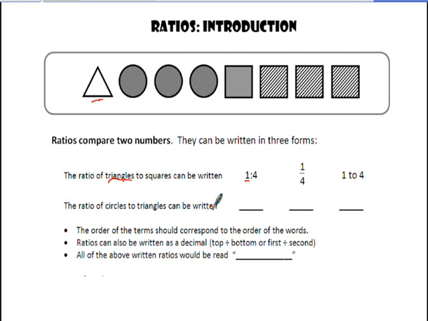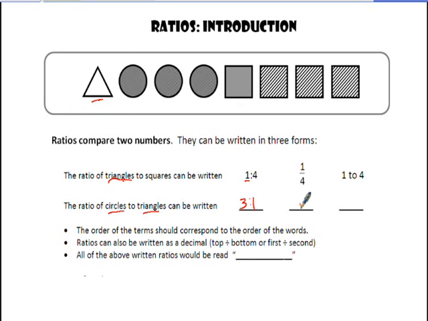So now let's fill in the second one. The ratio of circles to triangles can be written. So let's count our circles. We have 1, 2, 3 circles. So that'll be our first term. And then we're going to put a colon in between for our first way of writing the ratio. And triangles is our second word, just one of those.